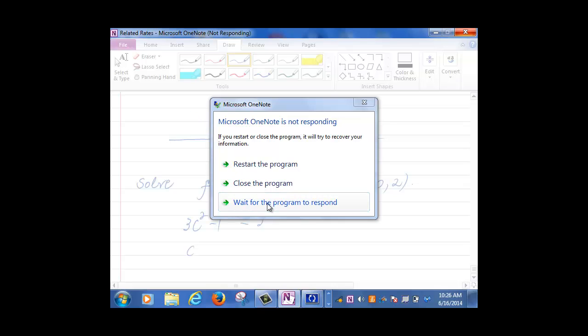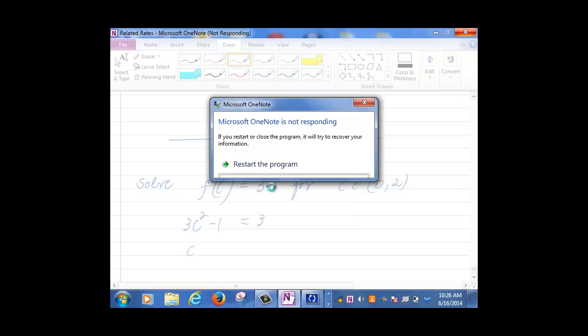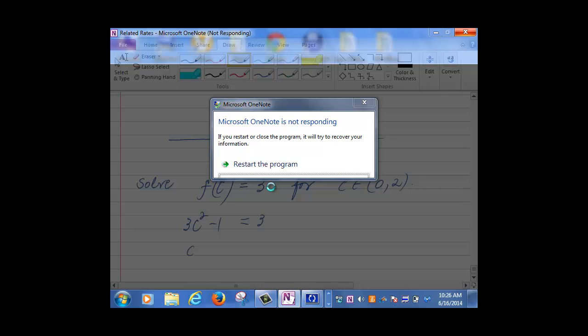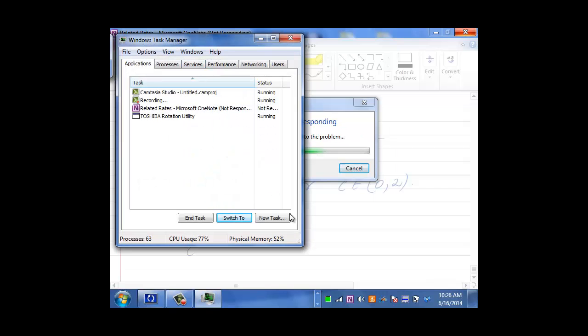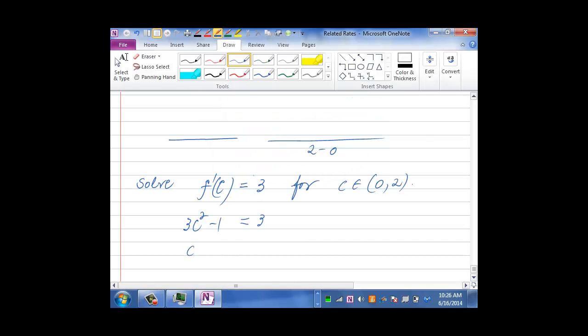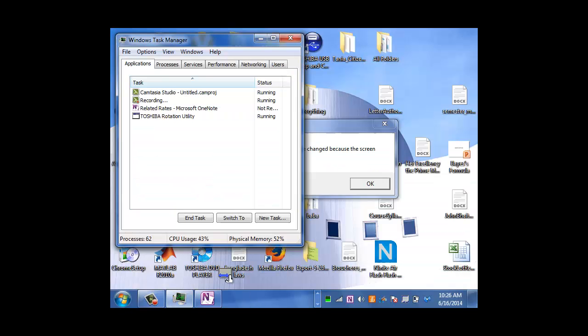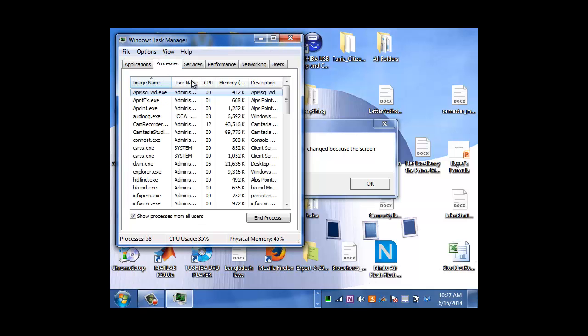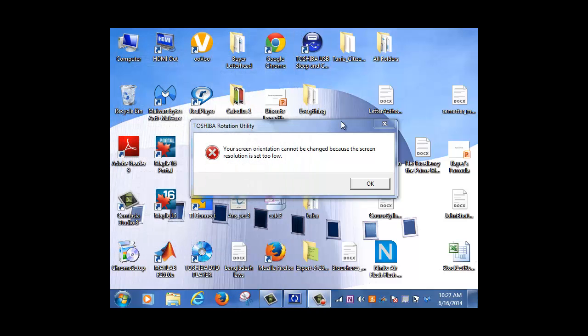If we don't wait for the program to respond, it might take a while. Try to close it. If that doesn't work, then we'll go into Task Manager. Oh wait, we might have something here. There it goes. Okay. But if that happens, you go into processes because it gets rid of it. It actually terminates.